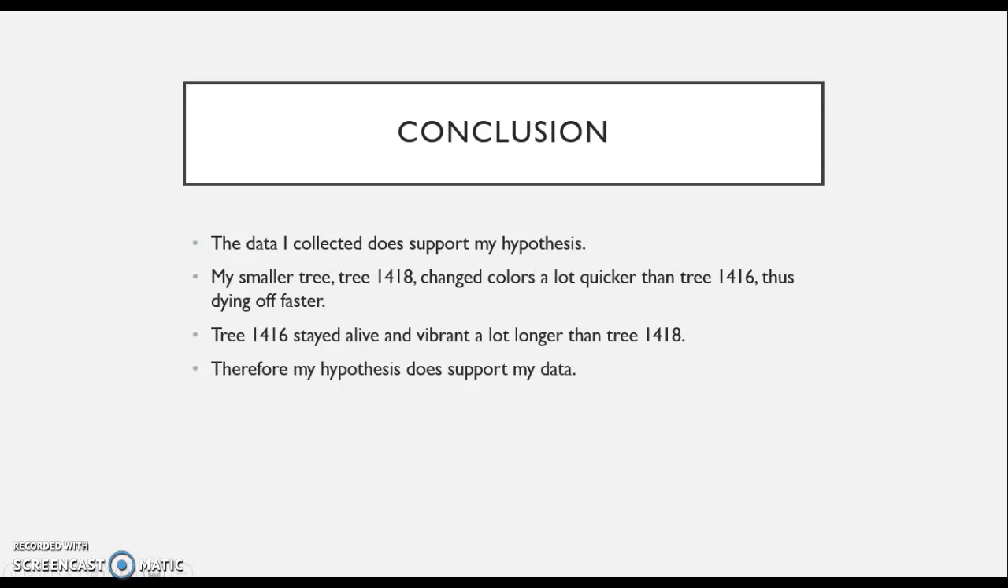So my conclusion is that the data I collected does support my hypothesis because the smaller tree, the apple tree that I collected data for, changed colors a lot quicker than the green ash tree because they were dying off faster. Tree 1416 stayed alive and vibrant a lot longer than tree 1418. So therefore, my hypothesis does support my data, because a smaller tree changed colors a lot faster and died off a lot faster than the bigger tree did.